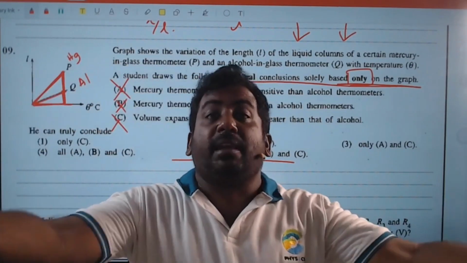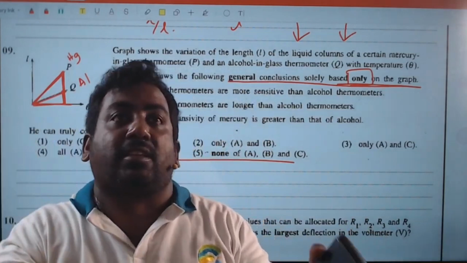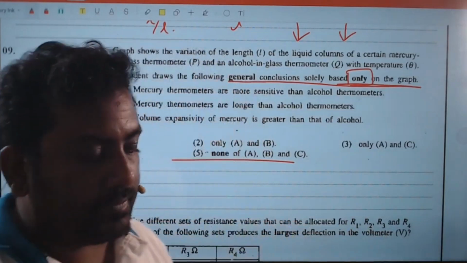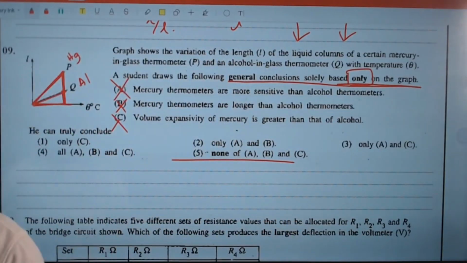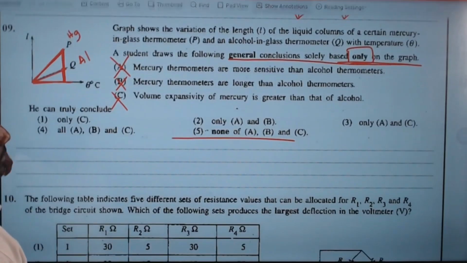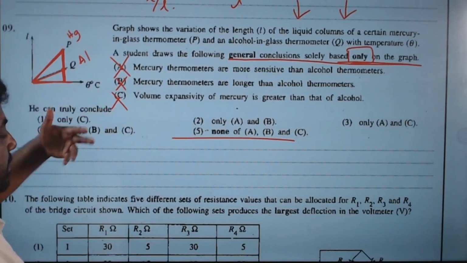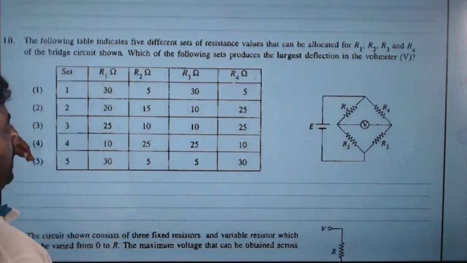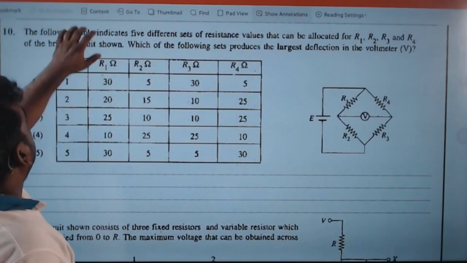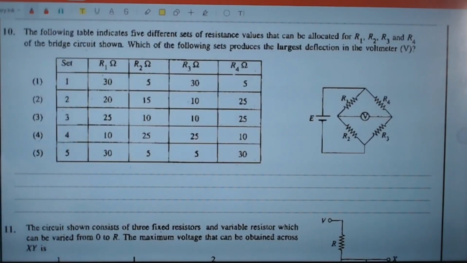This may be because the areas of the thermometers are not equal. So looking only at the graph, we cannot come to any conclusion. Right.